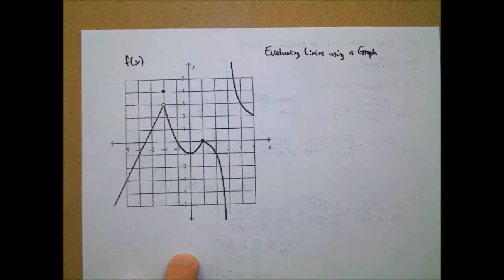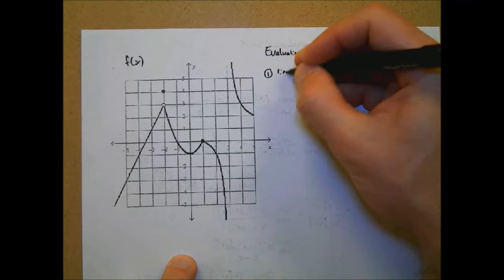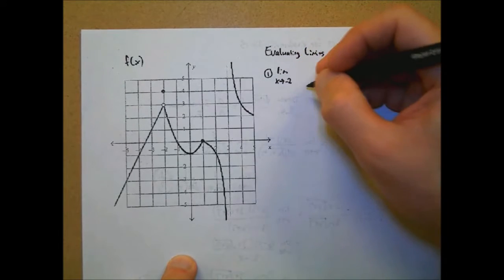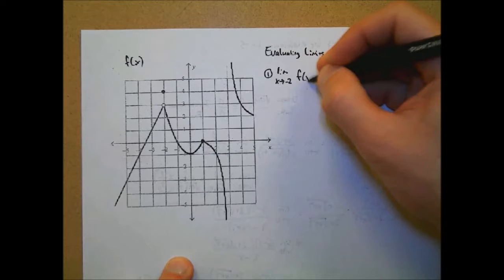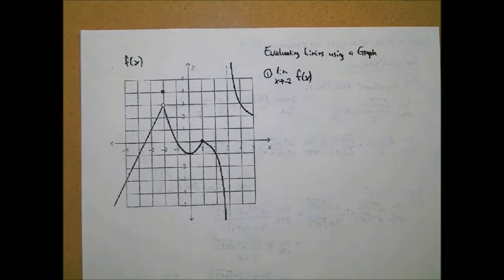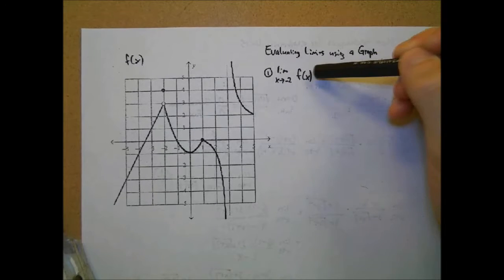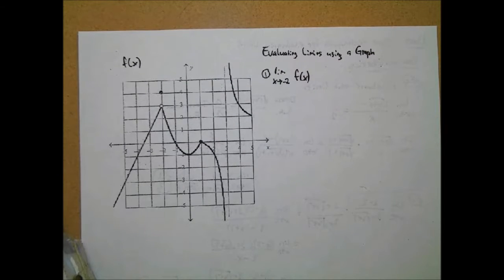So we'll take a look at evaluating some of these limits. Limit as x approaches -2 of f of x. In other words, what this is saying is as x approaches -2, what does the value of our function approach? Okay. So what do you say? 3. Okay. Yes, it's 3.